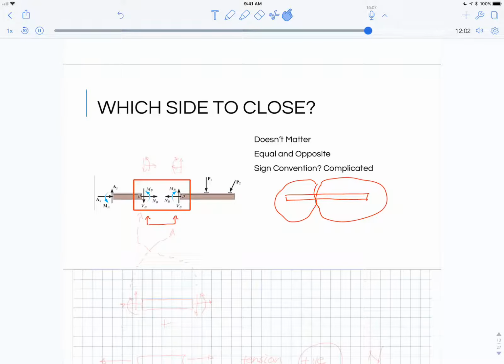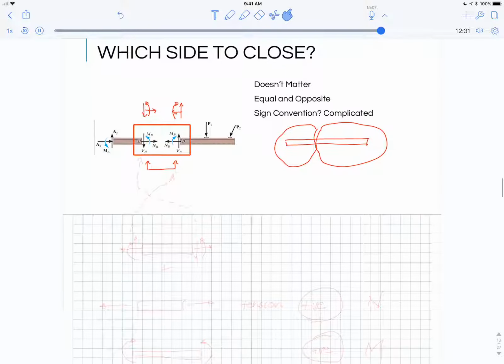For example, you see here on the left piece that shear is going down, but on this one, the shear is going up. On the left piece, the axial is going to the right, and on the right piece, the axial is going to the left. And on the left side, the moment is counterclockwise, and on the right side, the moment is clockwise. They're equal and opposite. There must be some sort of sign convention for this. There is, and it's complicated.